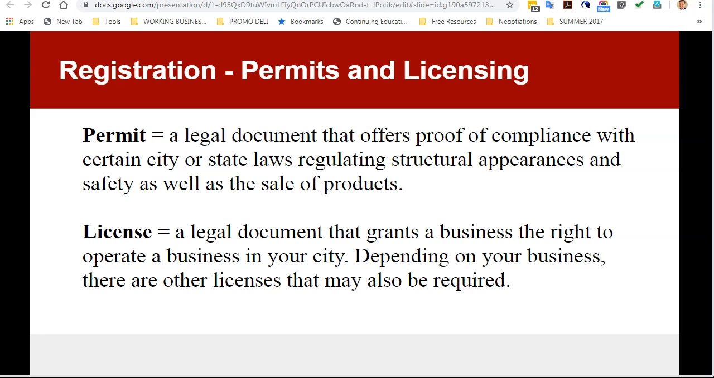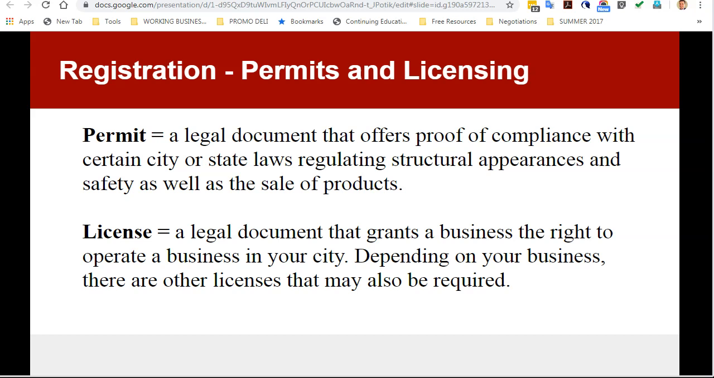Let's take a look. A permit is a legal document that offers proof of compliance with certain city or state laws regulating structural appearances, safety, as well as the sale of products. So it allows you to sell this product, and it says you're in compliance with the regulations. Whereas a license is a legal document that grants a business the right to operate in your city. Depending on your business, there are other licenses that may also be required.